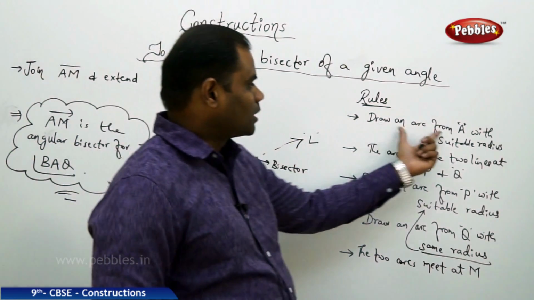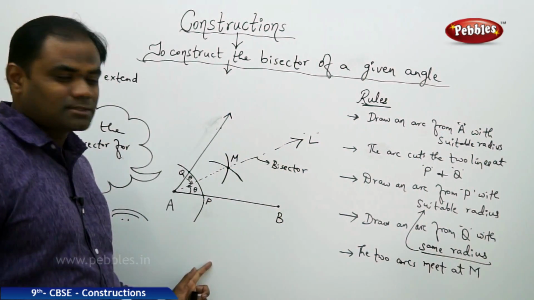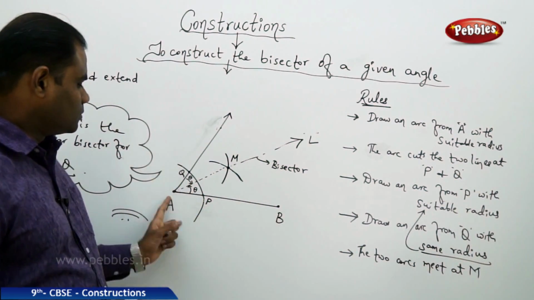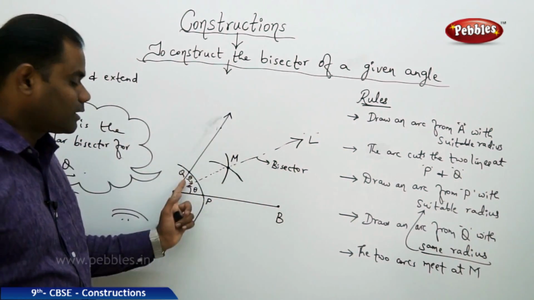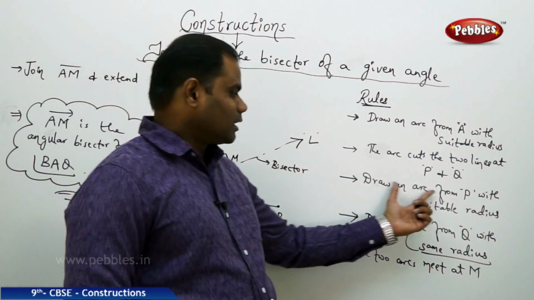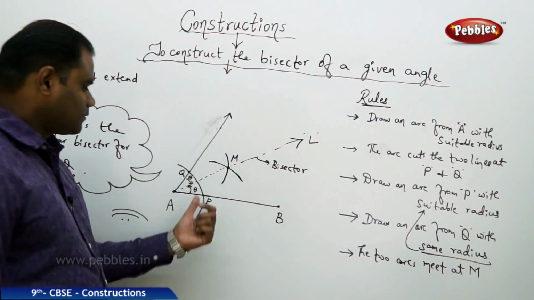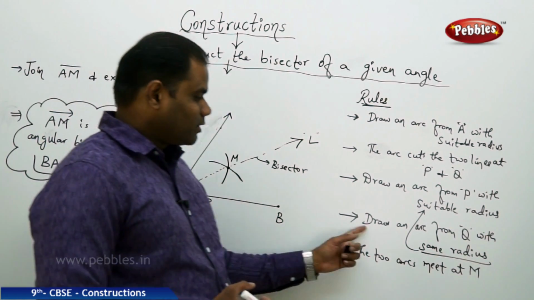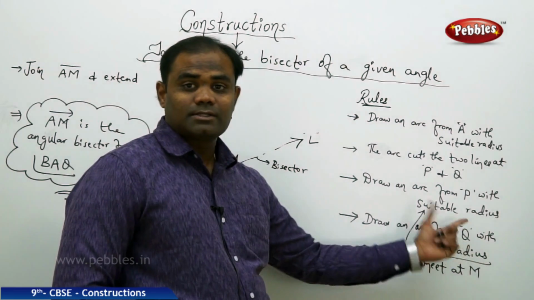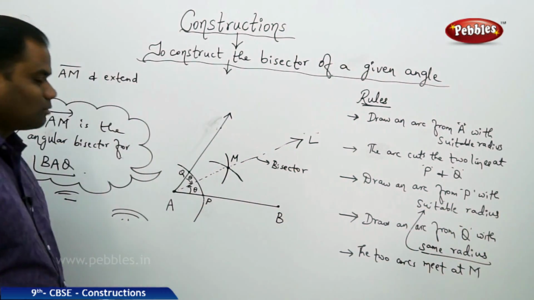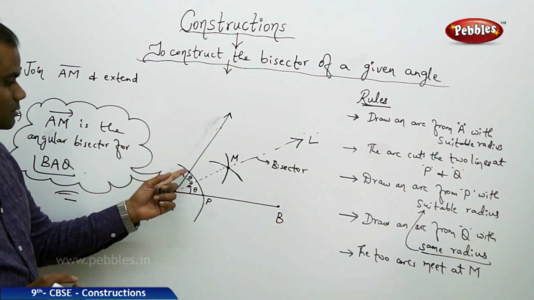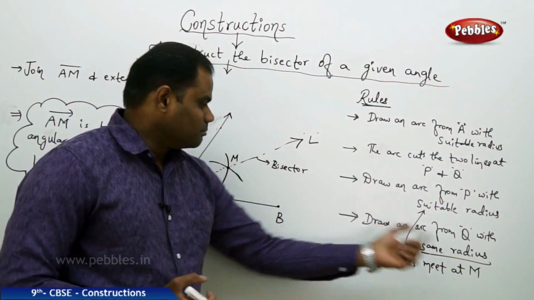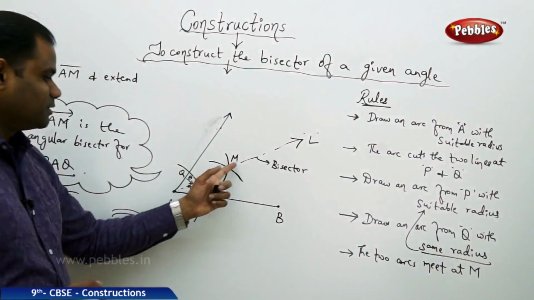Rule 1, draw an arc from A with suitable radius. Rule 2, the arc cuts the two lines at P and Q, the line AB at P and this line at Q. Draw an arc from P with suitable radius. Take the pointer at P and draw an arc with suitable radius. Next, draw an arc from Q with the same radius as the previous one. So do not move the radius of the compass, but from Q, mark with the same radius. The two arcs meet at M, as can be clearly seen here.